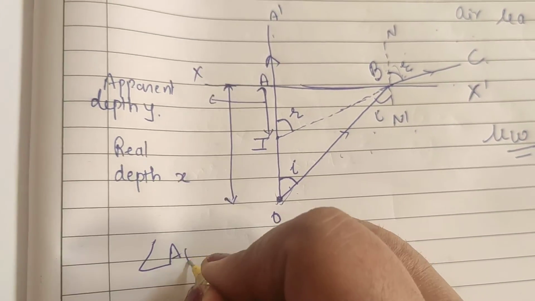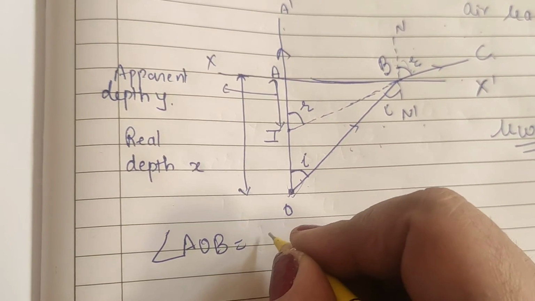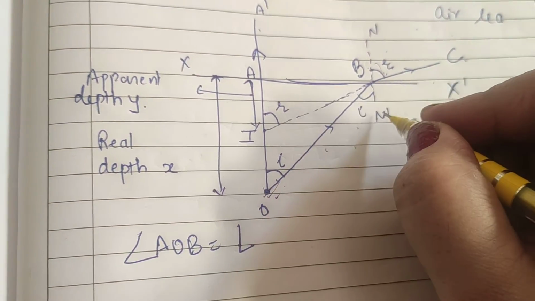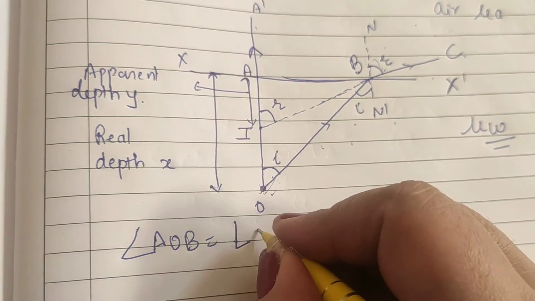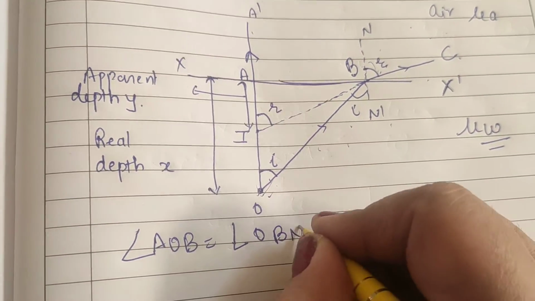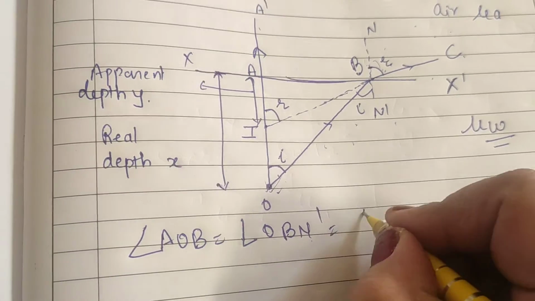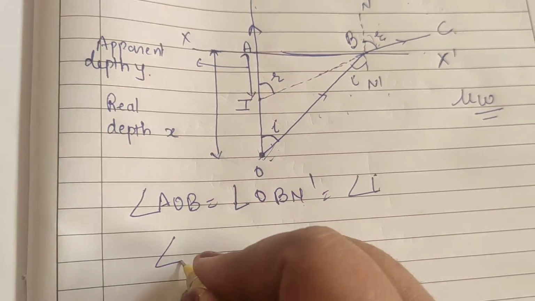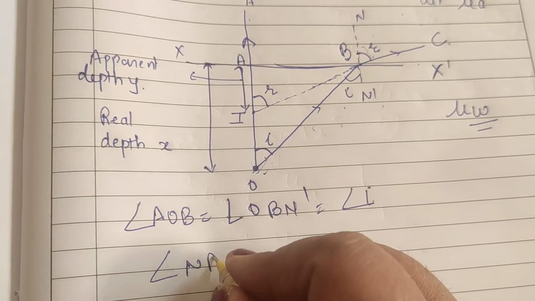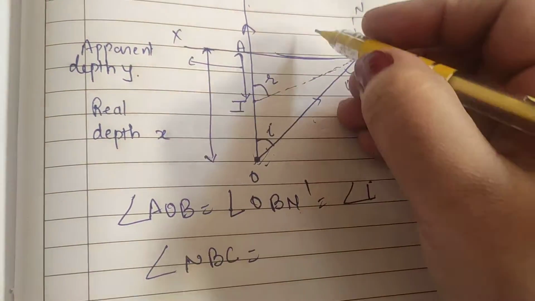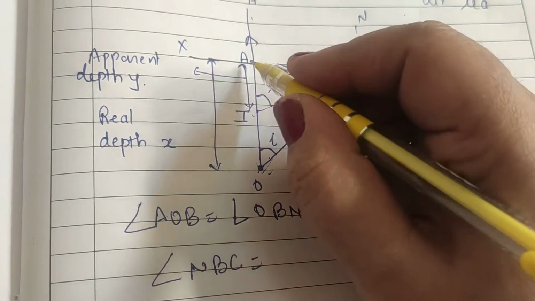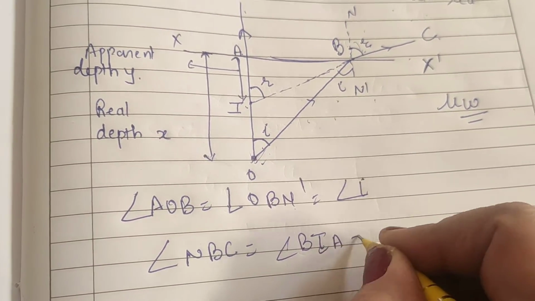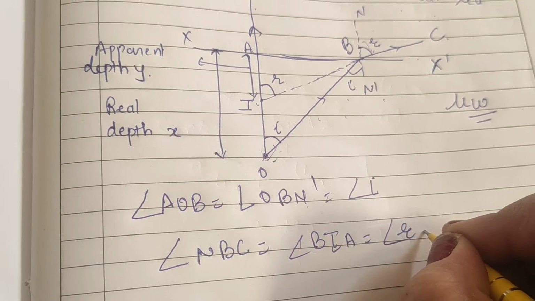Angle AOB is equal to angle OBN'. Angle OBN' is equal to angle I. Similarly, angle NBC is equal to angle BIA, and angle BIA is equal to angle R.